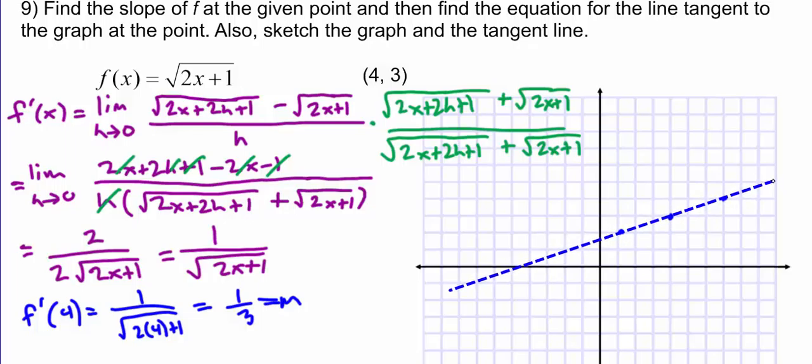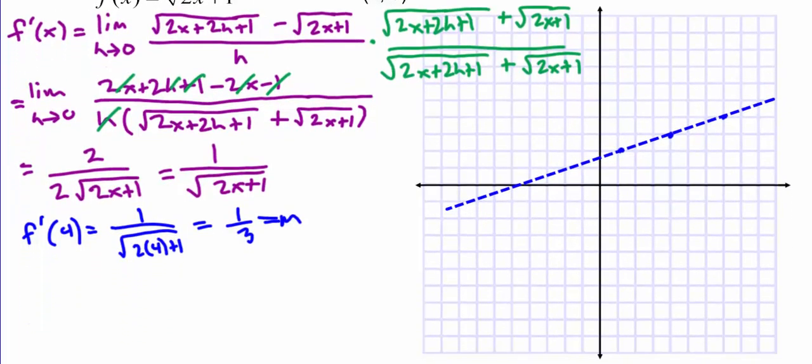There's the tangent line. Slope of 1/3, goes through that point (4, 3). All right, great. We want to sketch the graph and the tangent line. I'm ahead of them on sketching the tangent line, I should say, but we do need to sketch the graph. So let's sketch that graph.